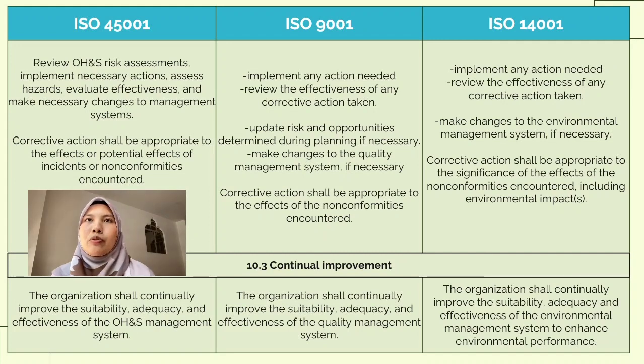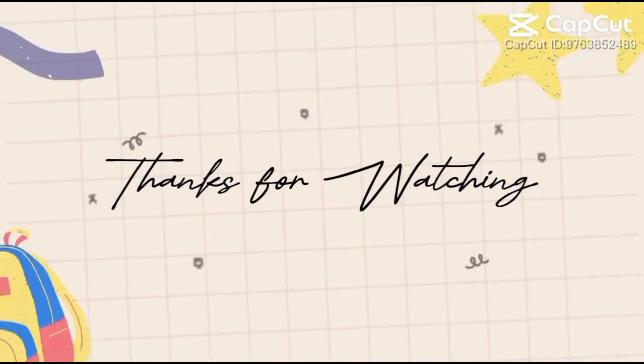For subclause 10.3, which is continual improvement, there are differences in each standard. In ISO 45001, it states that the organization shall continually improve the suitability, adequacy, and effectiveness of the OSH management system. While in ISO 9001, the organization shall continually improve the suitability, adequacy, and effectiveness of the quality management system. And for ISO 14001, the organization shall continually improve the suitability, adequacy, and effectiveness of the environmental management system to enhance environmental performance.